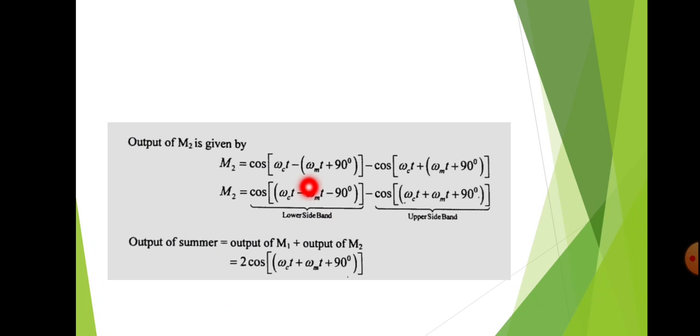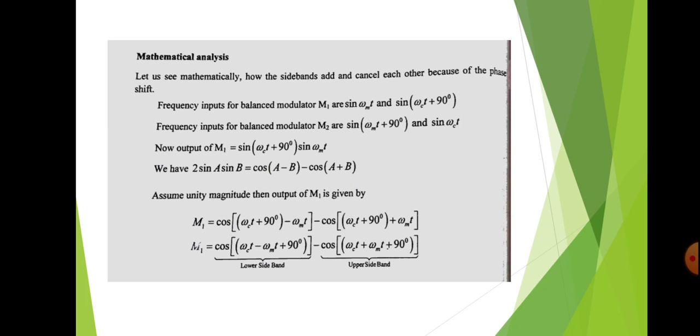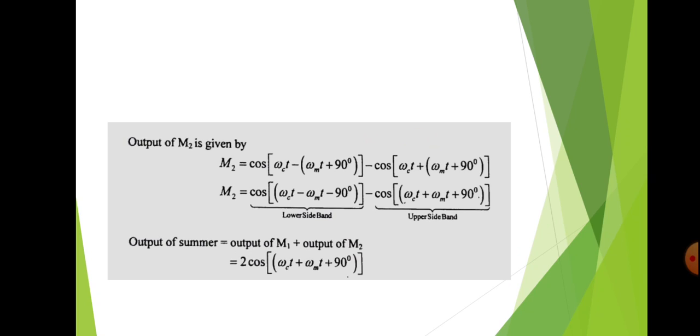Similarly, at the output of M2, we will get cos(omega c t minus omega m t plus 90 degree) minus cos(omega c t plus omega m t plus 90 degree). Here we are writing these terms based on the equation cos(A minus B) minus cos(A plus B), where in the case of M2, A is omega m t plus 90, B is omega c t. In the case of M1, A is omega m t, B is omega c t plus 90 degree. So when we write this equation, we can rearrange the terms as cos(omega c t minus omega m t minus 90 degree) minus cos(omega c t plus omega m t plus 90 degree).